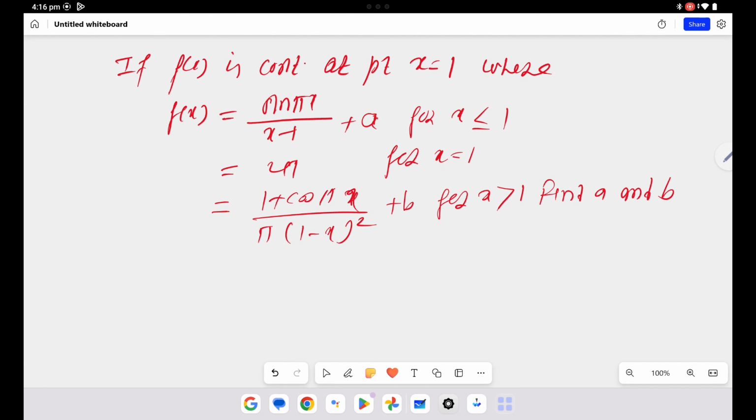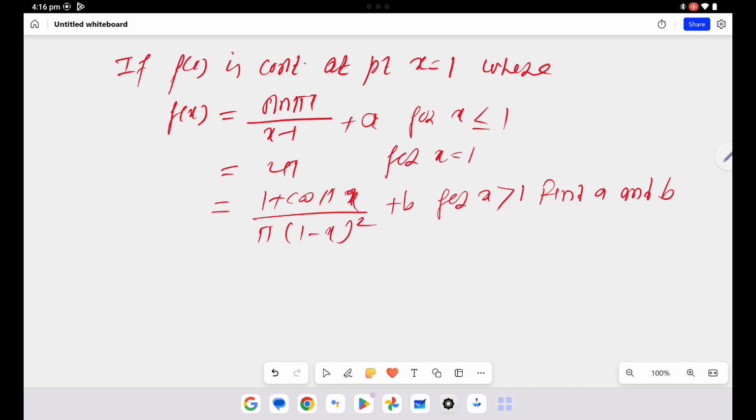Hi student, today we solve one problem on continuity. The problem is: if f of x is continuous at the point x equals 1, where f of x is equal to sin pi x upon x minus 1 plus a for x less than or equal to 1, equal to 2 pi for x equals 1, and equal to 1 plus cos pi x upon pi into 1 minus x whole square plus b for x greater than 1, find a and b.